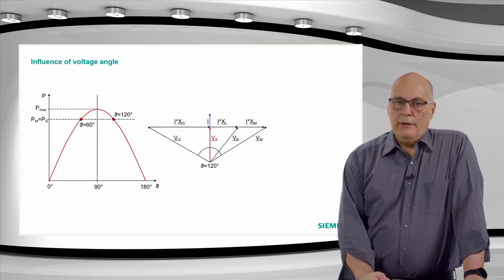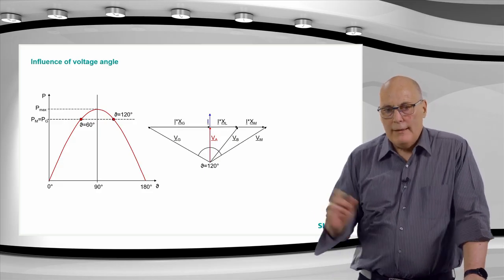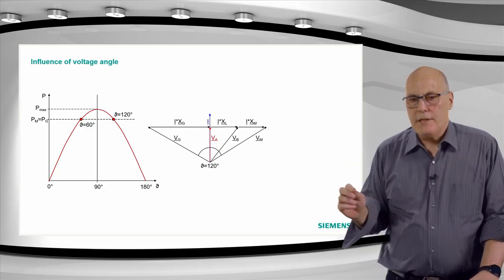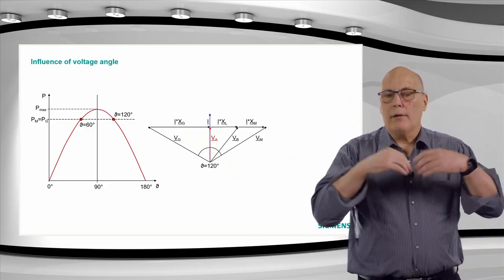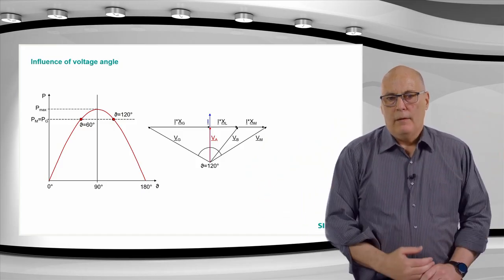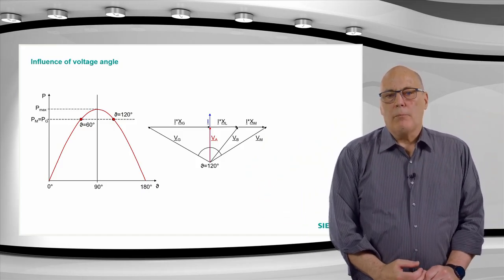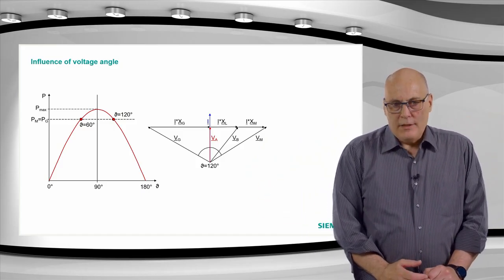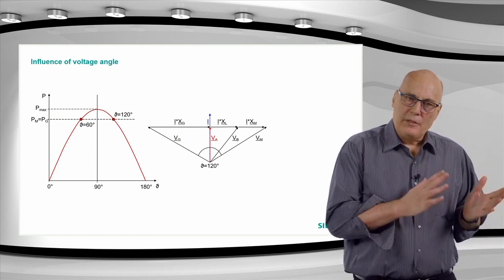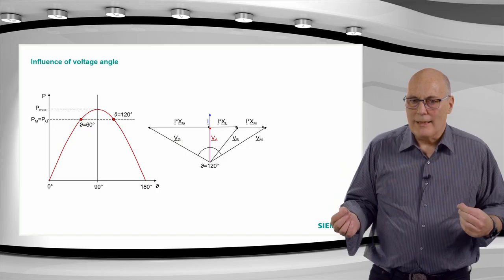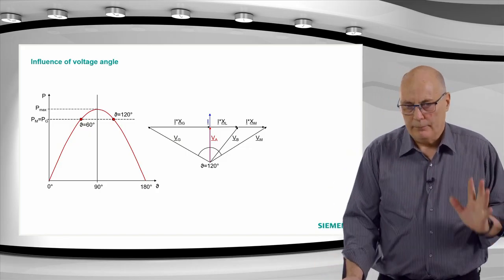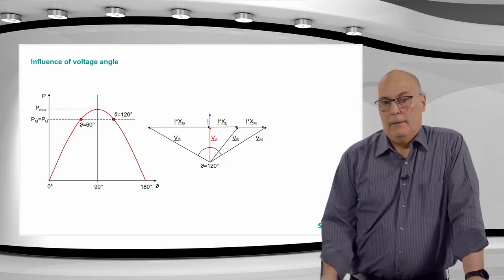What is 120 degrees? In this case, if 60 degrees was our operating point prior to a system disturbance, then 120 degrees corresponds to the transient stability limit. Remember, the 90 degrees was a steady state stability limit. 120 degrees would now be referred to as a transient stability limit. Why? It is quite simple.